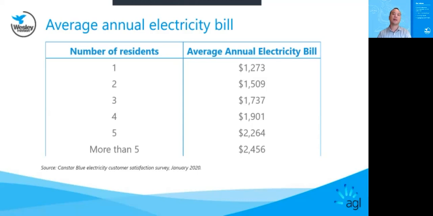The average annual electricity bill in Australia, based on the number of residents. So if you're a one-person resident, 1,273. If you have 5, 2,264. And that's where that 1,500 kind of average overall came from.